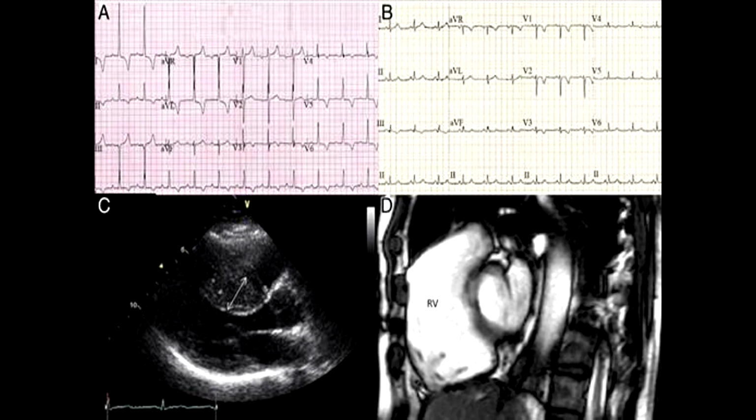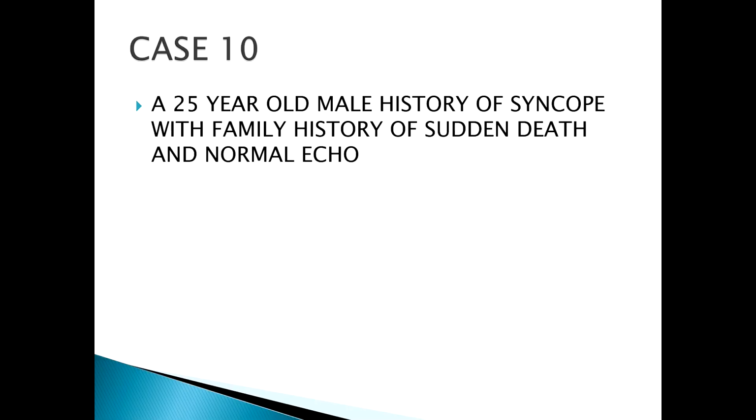And you can have concentric hypertrophy in hypertrophic cardiomyopathy. So a strong clinical suspicion should be there. Case number 10. I am trying to show the classical cases which you should not miss. A 25-year-old male, history of syncope, with a family history of sudden death and normal echo.